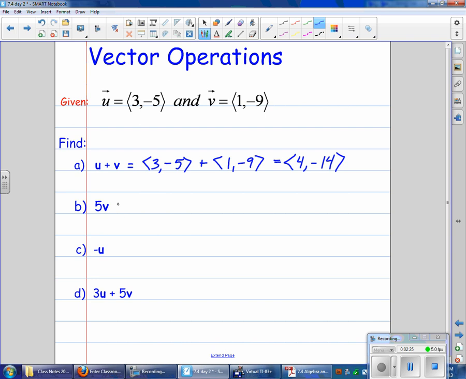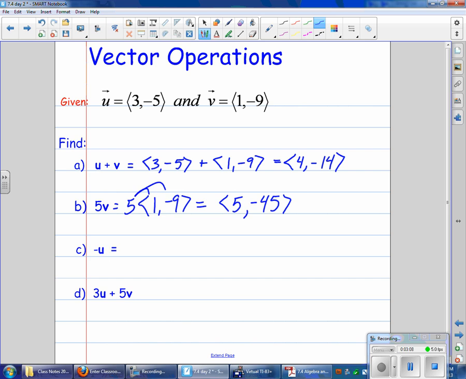Okay, take a look at B here, scalar products. Really, whenever you see these scalars, just think distributive property. So 5 times v is going to be 5 times <1, -9>. And again, we'll literally just distribute the 5, multiplying each component by a factor of 5, and that'll give us a vector that is 5 times as long, but keep in mind it should be pointed in the exact same direction. So 5 times -9 is -45. And there is the position vector that represents 5v. Again, it's still in the same quadrant, still in the exact same direction, just 5 times as long.